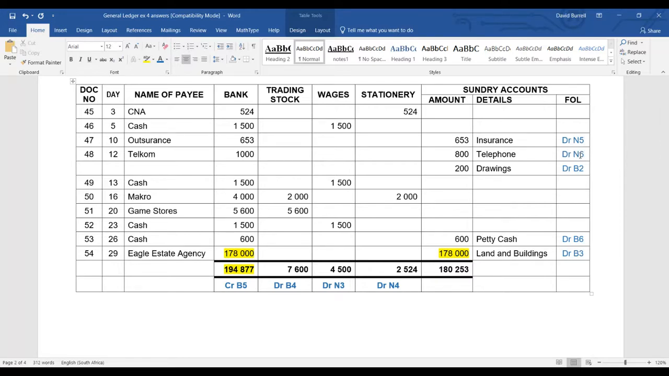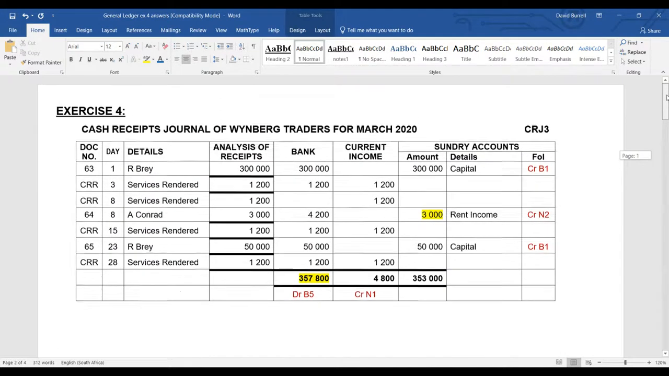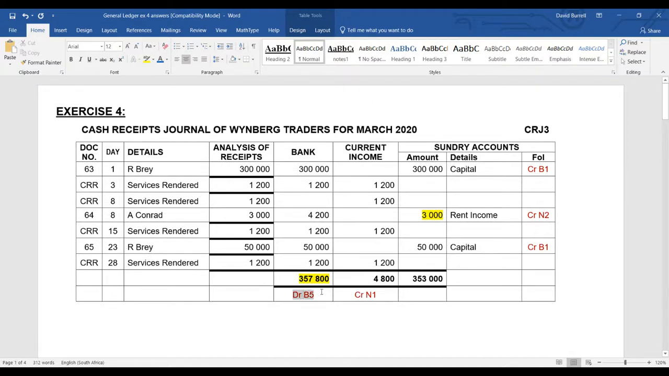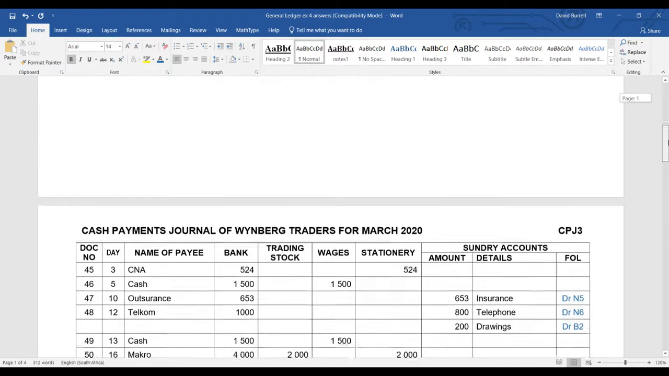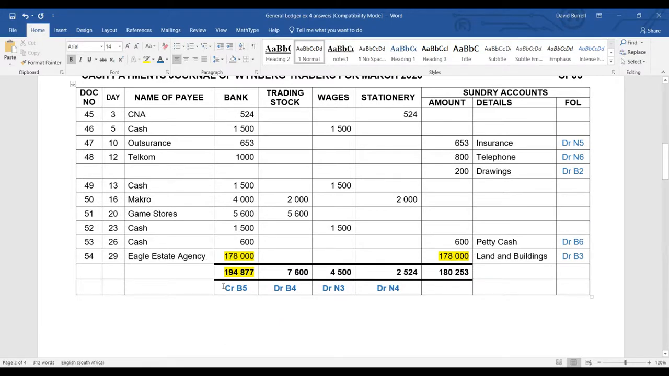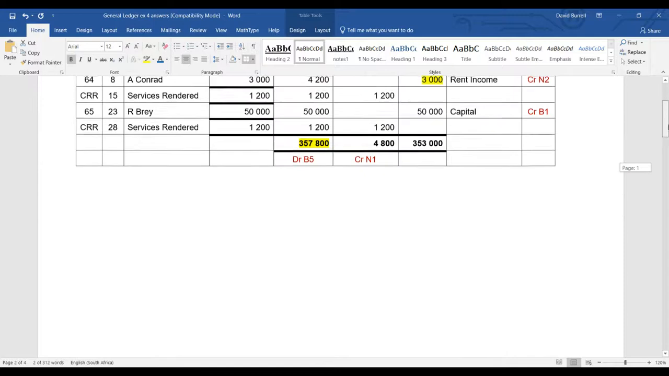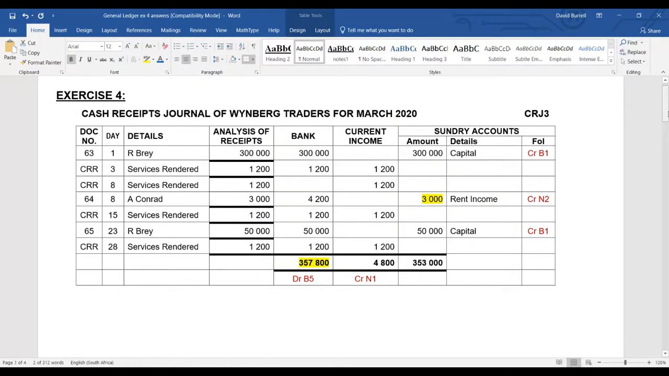So I've prepared my journals and I'm ready to go and post to the general ledger. To repeat, cash receipts, you will debit bank, credit all the other accounts to the respective folio numbers. That's really important to get them in the correct order. And cash payments, you would credit bank and you would debit all the other accounts. Okay, so now it's just to go step by step from the cash receipts journal first. Let's take everything in order. I always prefer to go from left to right of the totals and then top to bottom in the sundry column. That way you just can't miss anything out.